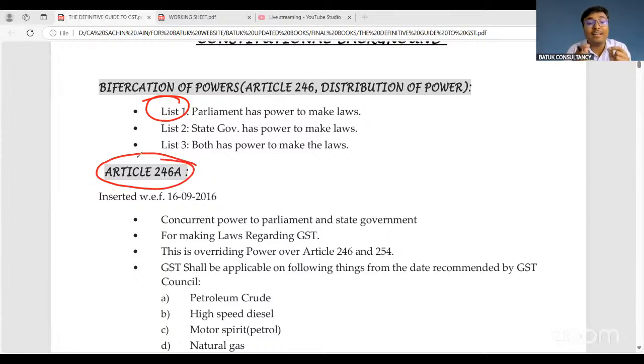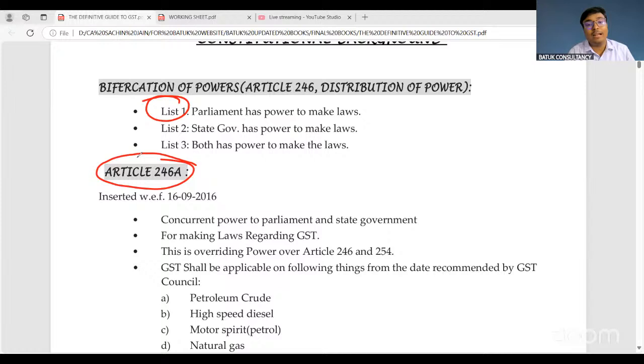So for that purpose, the government has introduced one specific article, that is called article number 246A. And in that article 246A, the government has given concurrent power to the Parliament and the state government to make the laws regarding GST. That means, we say, the governing body, the GST which is there in front of us, is due to the CGST Act, SGST Act, IGST Act. Yes, but the root cause is article number 246A. Through this article number 246A, these CGST, SGST Acts are there.